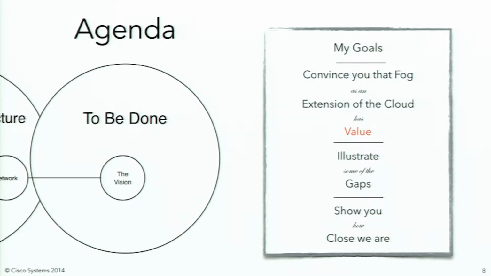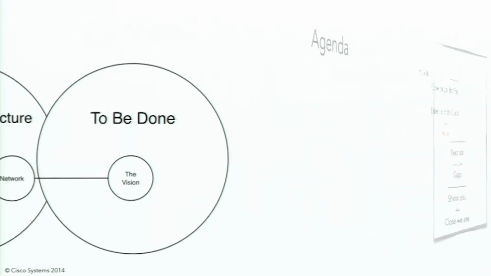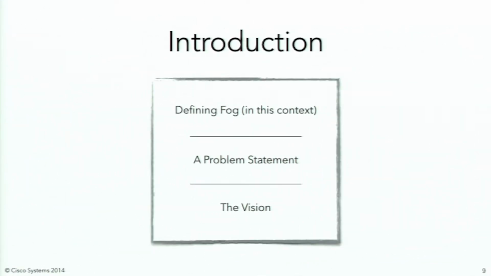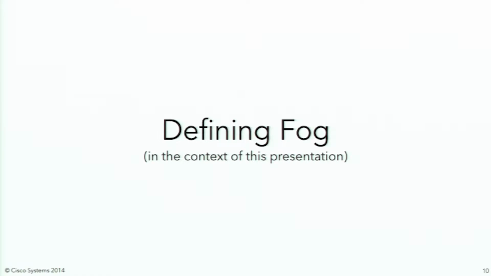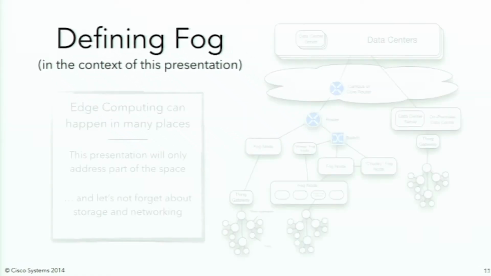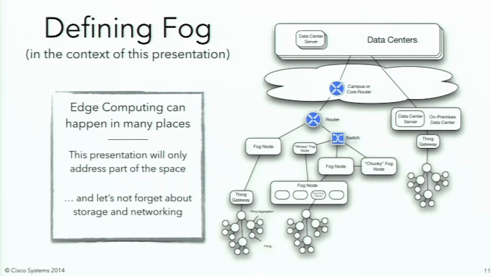I thought this was a big font. This is going to be a problem, all right? Okay, so introduction. Let's talk about what fog is in this context, the problem statement and the vision. I think it's important to define the context, because even inside my very large corporation, there are conflicting views of what things constitute fog. And the reality is that you can put compute on a lot of different edge devices, right? All the way down from smarter things to capable routers that have some leftover CPU there.